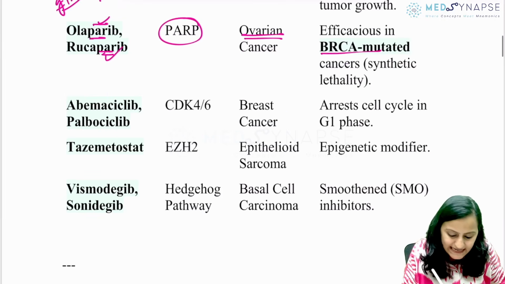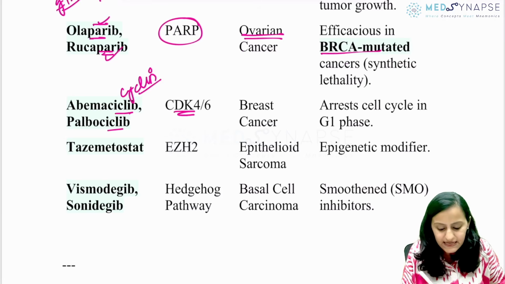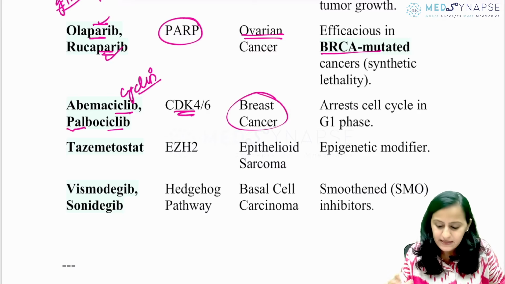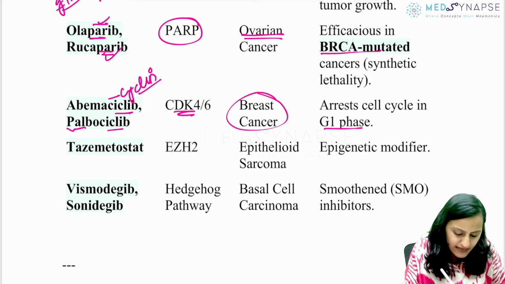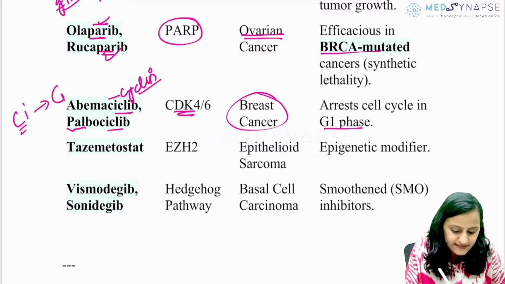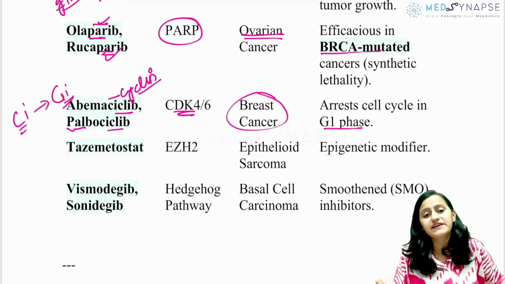Then you have cyclib drugs. Cyclib is cyclin dependent kinases, CDK. So abemaciclib, palbociclib. Remember palbociclib, this is used in breast cancer. It arrests the cell cycle in G1 phase. So remember, like cyclib, CI is like GI, it is G1 phase arrest.